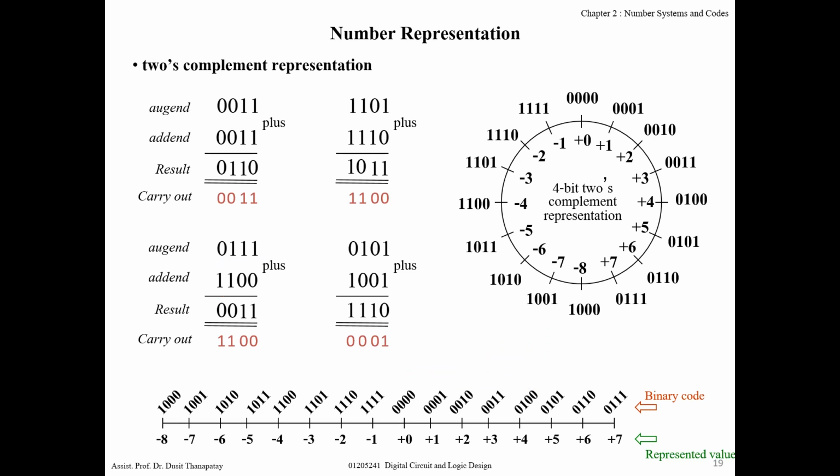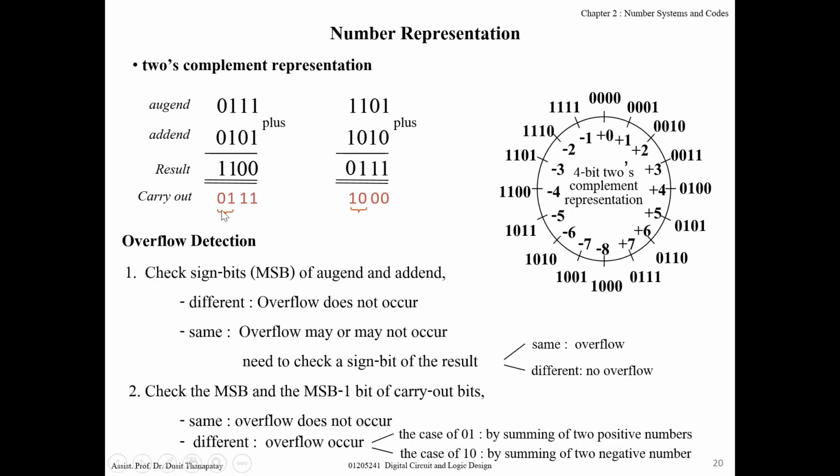Anyway, actually you can look at the carry out of these 2 bits. If the MSB and the next digit carry out have the same value, namely 00 or 11, overflow does not occur. But if your result is 0 1 or 1 0, which is different, that means overflow occurs. This is the second method that you can use to check whether overflow occurs or not.